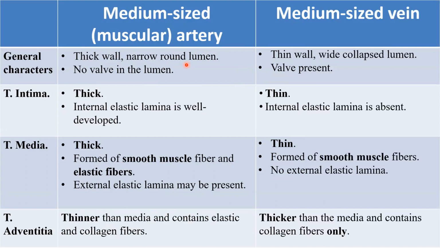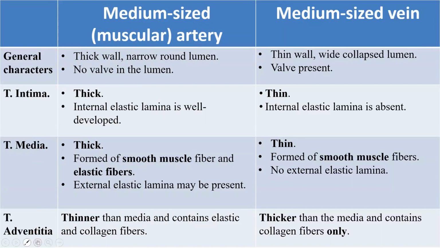On the other hand, regarding the vein, medium-sized veins have thin wall and wide collapsed lumen, similar to what we mentioned in the inferior vena cava. It has thin wall and wide collapsed lumen. Regarding the valves, they are confined to veins. So there are no valves in the lumen of any artery, but they are seen in the lumen of the veins, whether inferior vena cava or medium-sized veins. Both have valves inside.